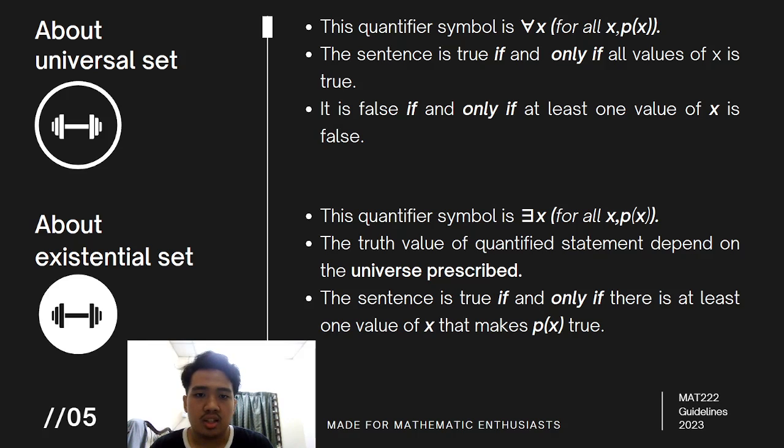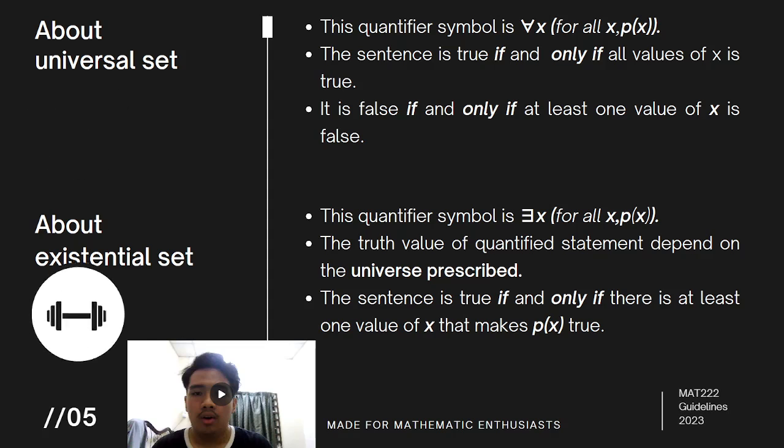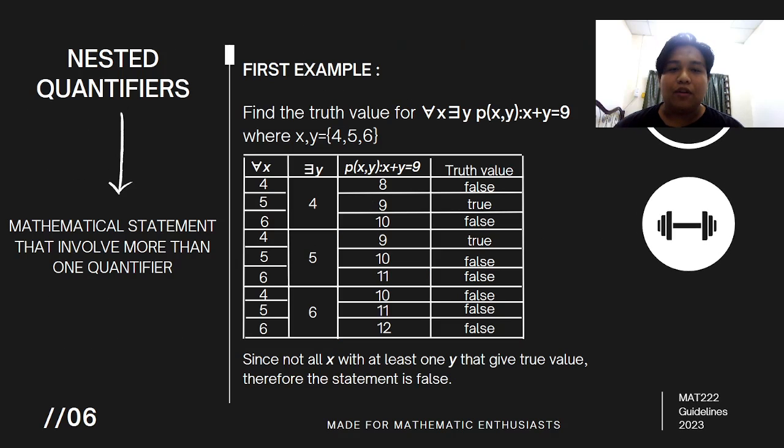The sentence is true if and only if all values of x are true, while it is false if and only if at least one value of x is false. As for the existential quantifier, the symbol is as you can see in the slide. The truth value of a quantified statement depends on the universe prescribed. The sentence is true if and only if there is at least one value of x that makes P(x) true.